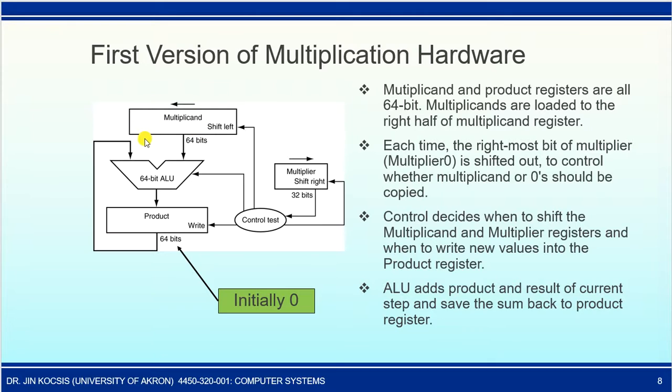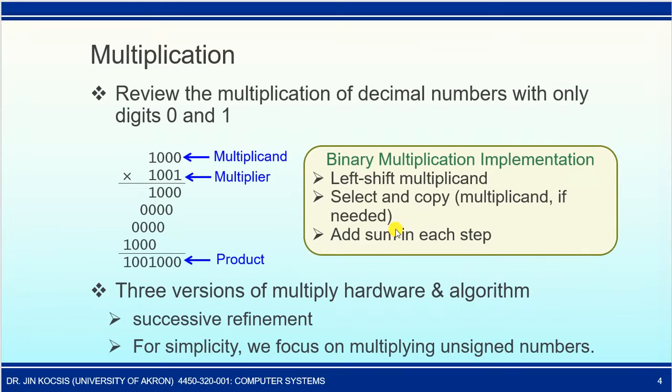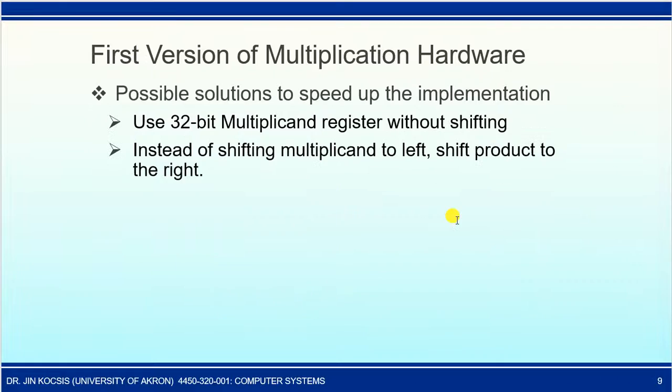Therefore, in order to initialize this multiplicand register, I need to put the original multiplicand on the right half of the register, and the left half will be all zeros. And the multiplier register is 32 bits because all I care about is the least significant bit after each shift. And the product needs 64 bits because 32 plus 32 is 64. That is already identified here, okay?